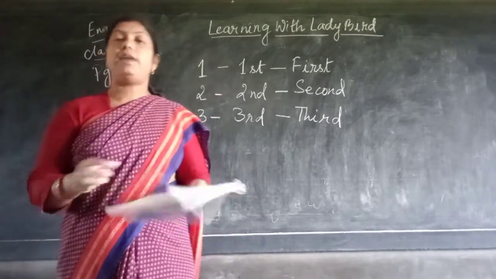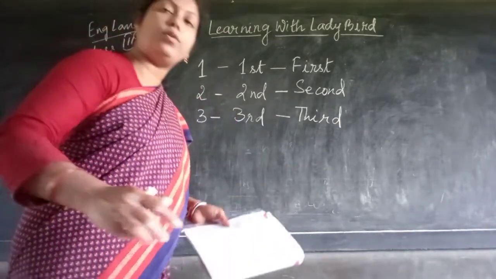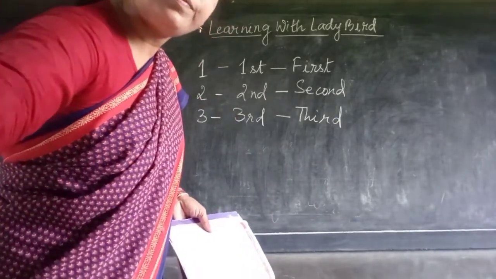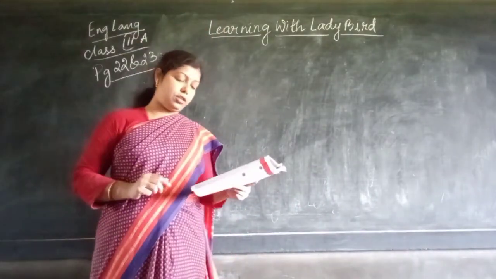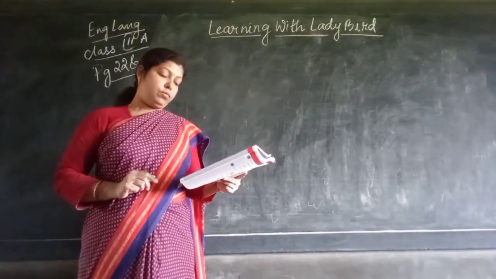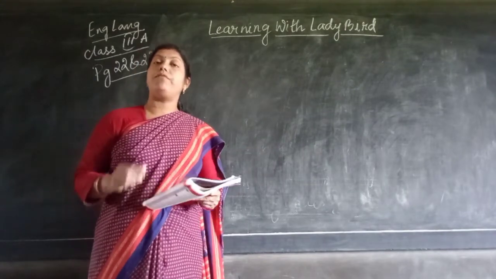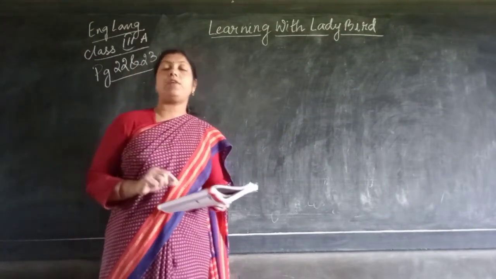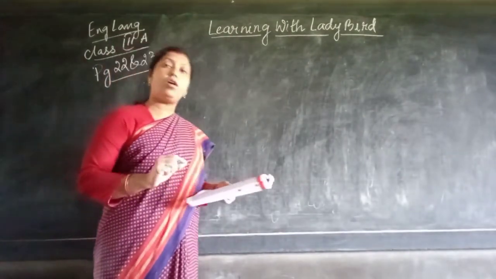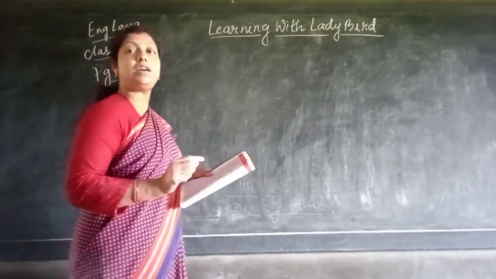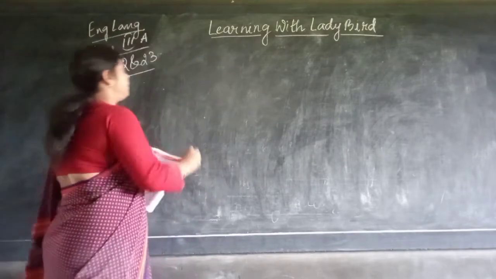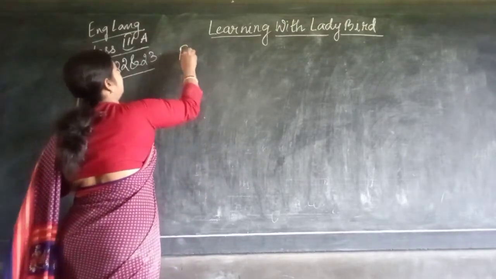I'll write down some ordinal numbers on the board. You make a list from 1st to 30th. Write down the ordinal numbers in your English language copies. On the top you give the heading as Learning with Ladybird. First, let us start.